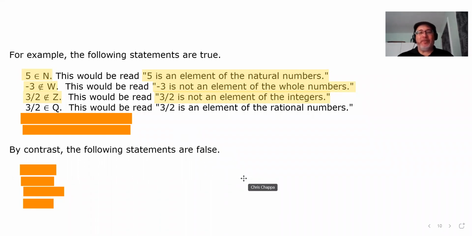3/2 is an element of the rational numbers. Now, if you haven't internalized that Z means integers and Q means rational numbers, I understand. You won't see those nearly as often as natural numbers and whole numbers. That would be read, 3/2 is an element of the rational numbers, which is true. The rational numbers are all ratios of integers. Since 3 is an integer and 2 is an integer, then 3/2 is a rational number.